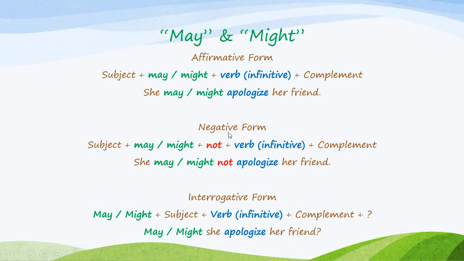In the negative form, we have subject plus may or might plus the negative particle not plus the verb in infinitive and the complement, as we can see in this example. She may or she might not apologize her friend.